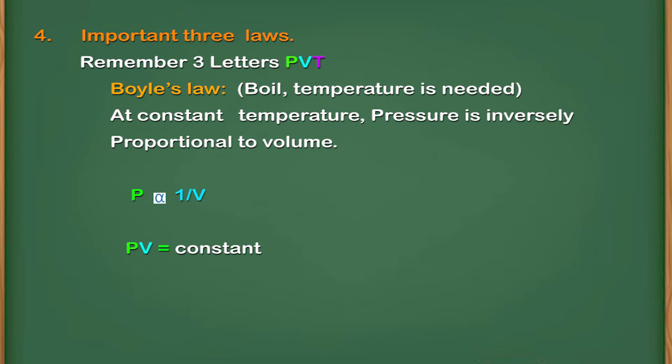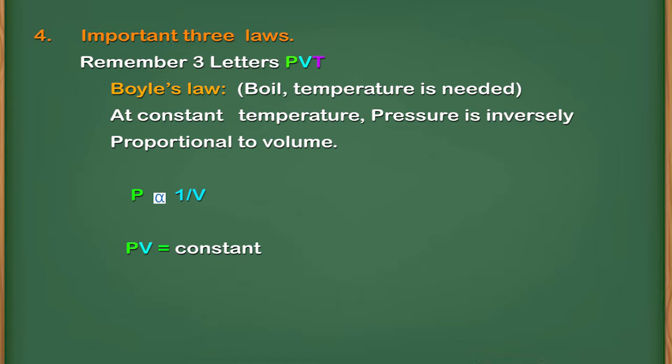Remember just three letters: P, V, T. First comes Boyle's law. Boyle means it's something related to temperature, is it not? Okay. Then come to the answer. At constant temperature, pressure is inversely proportional to volume. I told you PVT. If you take T, the remaining two letters are P and V. So you can write it easily. So finally you can write PV is equal to constant.